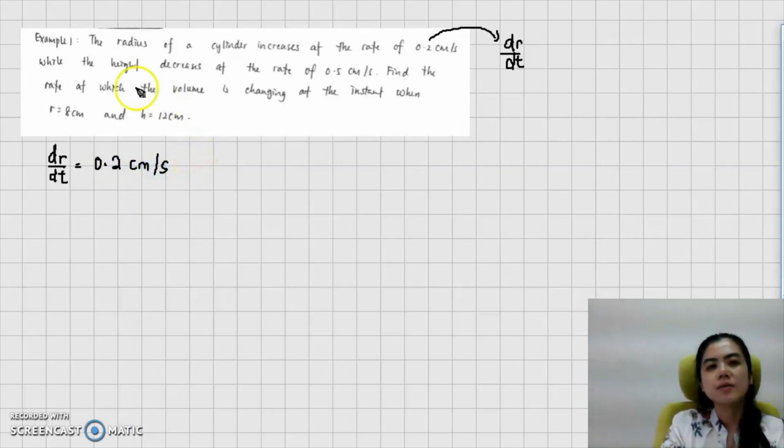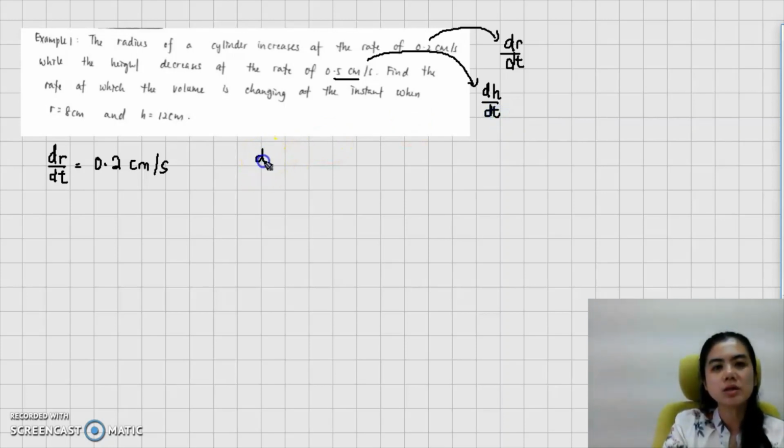All right, okay, then we have the second information here. It says that the height decreased at the rate. The height, we use h to denote the height, and the rate of the height is equal to dh/dt. So your dh/dt is in terms of negative, because it says decreases, you have a negative 0.5.